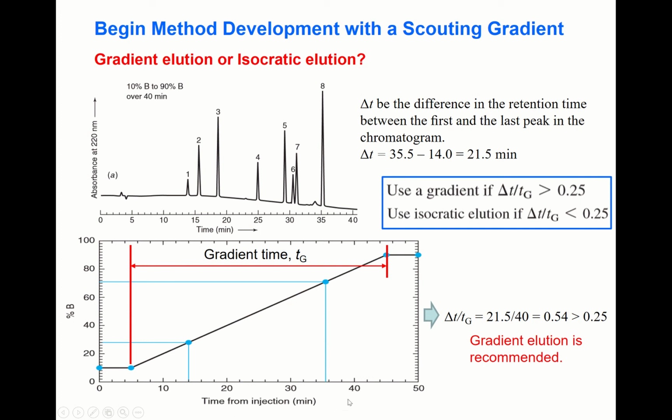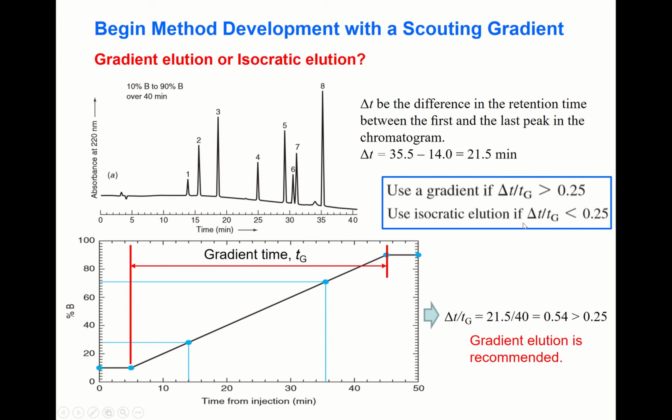Look at this case here. You change the solvent B percentage from 10 to 90%, and it takes how long from here to there? This is 40 minutes: here this is 5 minutes, and here is 45 minutes. So this gradient time is 40 minutes.